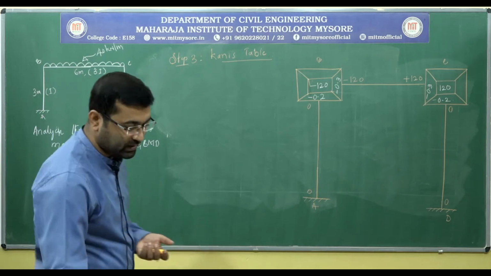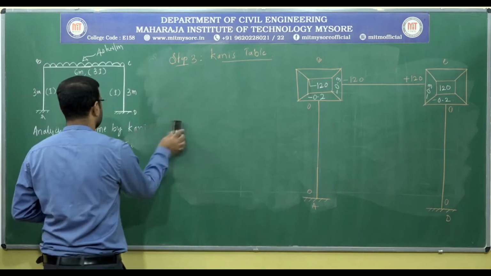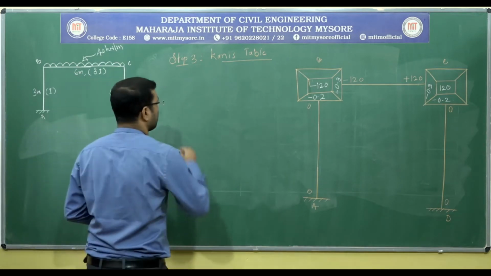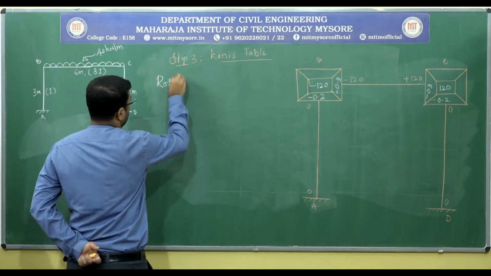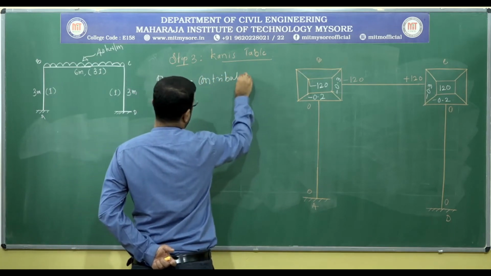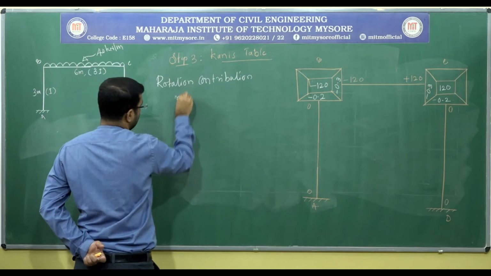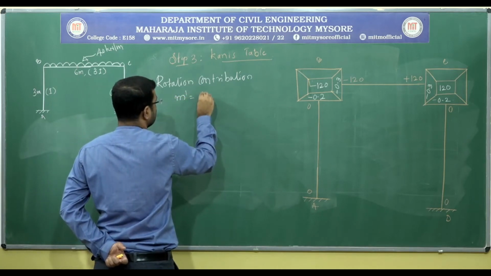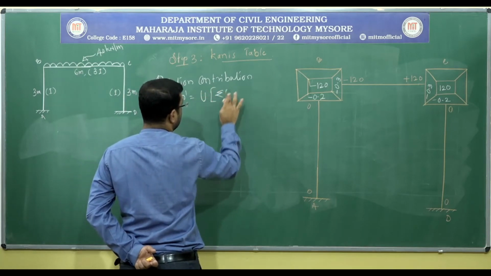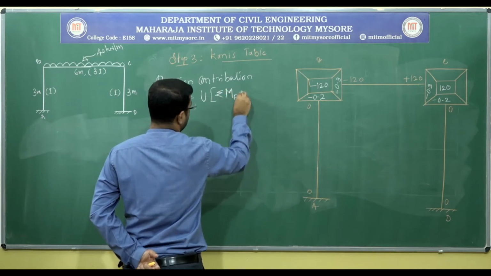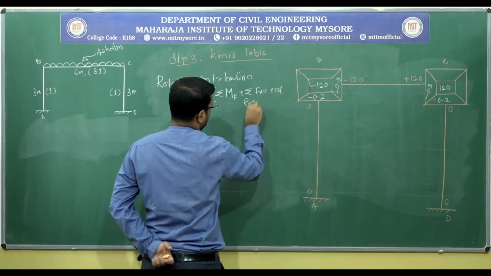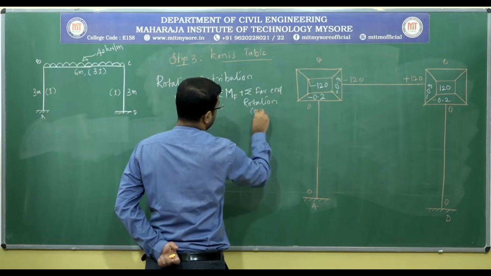Now we have to go for the calculation of rotation contributions. We know the formula for the calculation of rotation contributions. Rotation contribution M dash is equal to rotation factor U into the algebraic sum of fixed end moments, that is MF, plus the algebraic sum of far end rotation contributions.